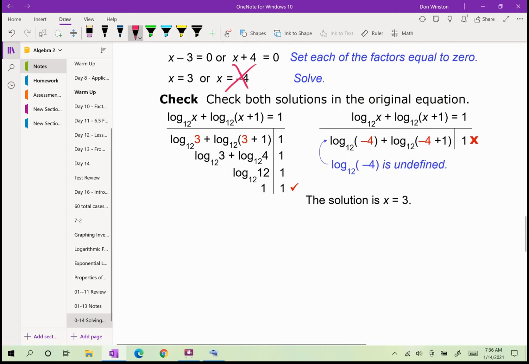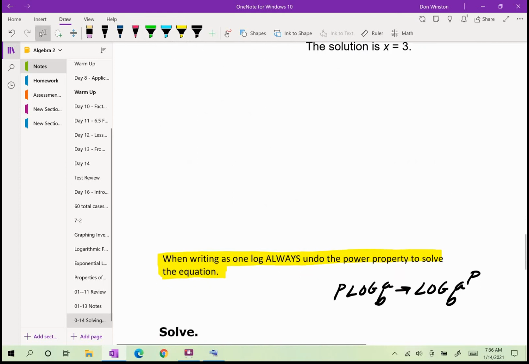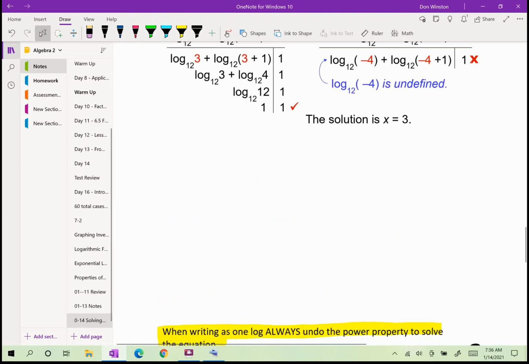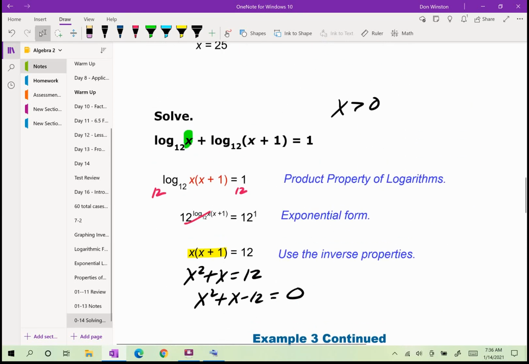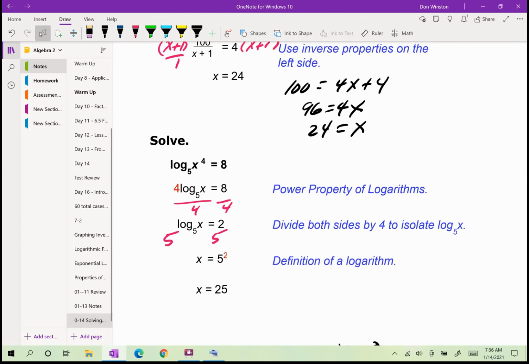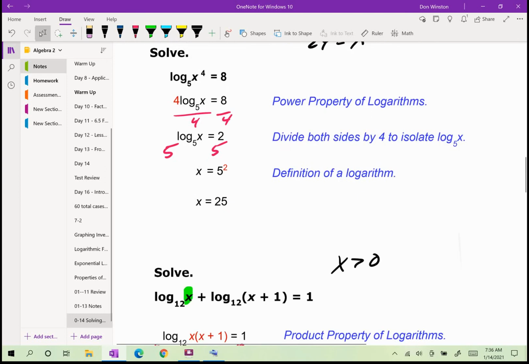Right. Let's look at an important point here. When writing as one log, always undo the power property to solve the equation. Always undo it when writing as one log. Let me go back up to this one here. Here I had one log, so I brought down the 4. Well, that's okay. No problem there. I just have one log.